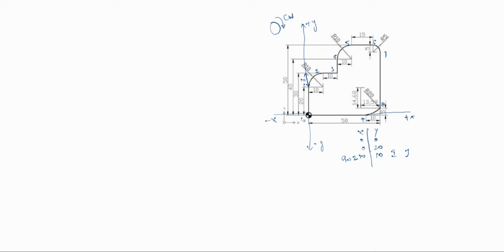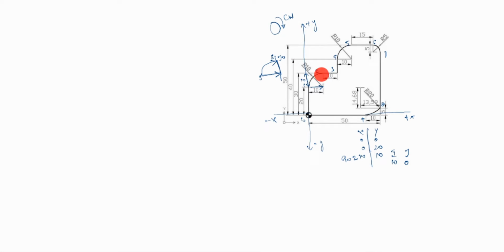So this way means we will draw the arc. The starting point is here, the end point is here. The arrow touches the Y axis, so J is 0. On the X axis the arrow comes this side, so this means plus. R is 10, so I is 10, J is 0. This touches the Y axis, so J is 0. Up to here we finish.